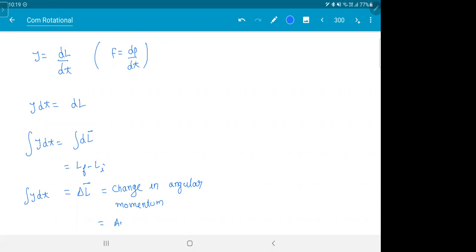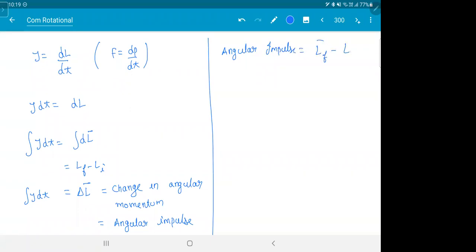This is called angular impulse. If you remember, linear impulse meaning change in momentum, angular impulse means change in angular momentum. So if someone asks you to find angular impulse, you have to do simply L final minus L initial.